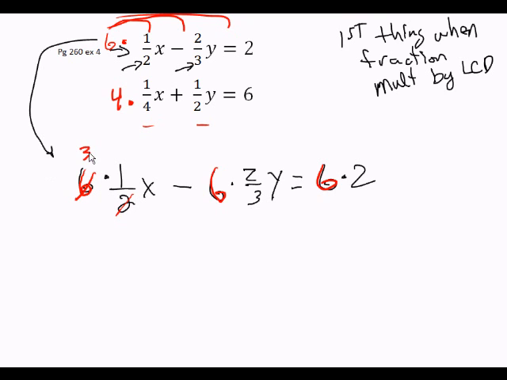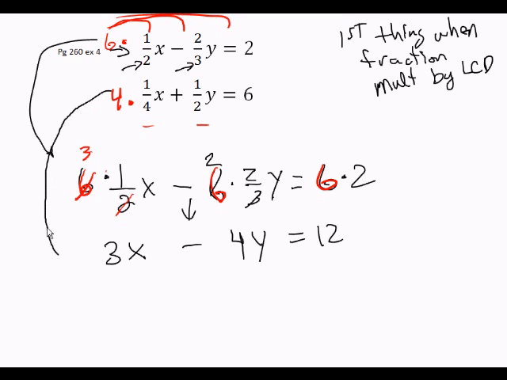Now, 2 goes into 6. Do you see I have a 2 on the bottom and the 6 is on top? 2 goes into 6 3 times. So I'm left with 3 times 1 times x, which is 3x. 3 goes into 6 2 times. I'm left with 2 times 2, and there's a minus sign here, so minus 4y. And then 6 times 2 is 12. So when you multiply by the LCD, the common denominator, the fractions go away.